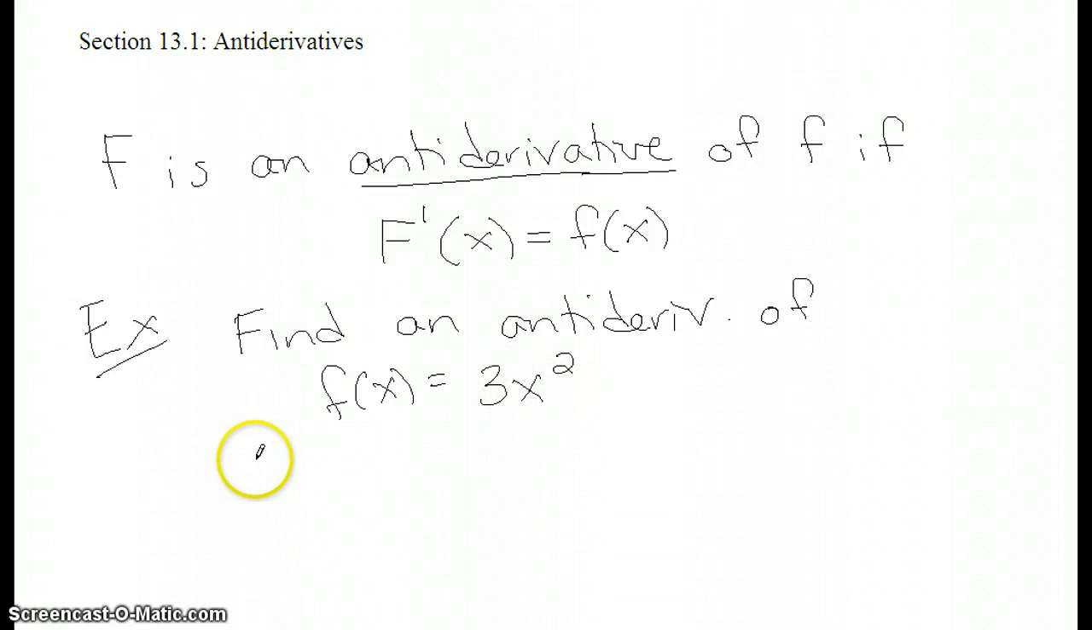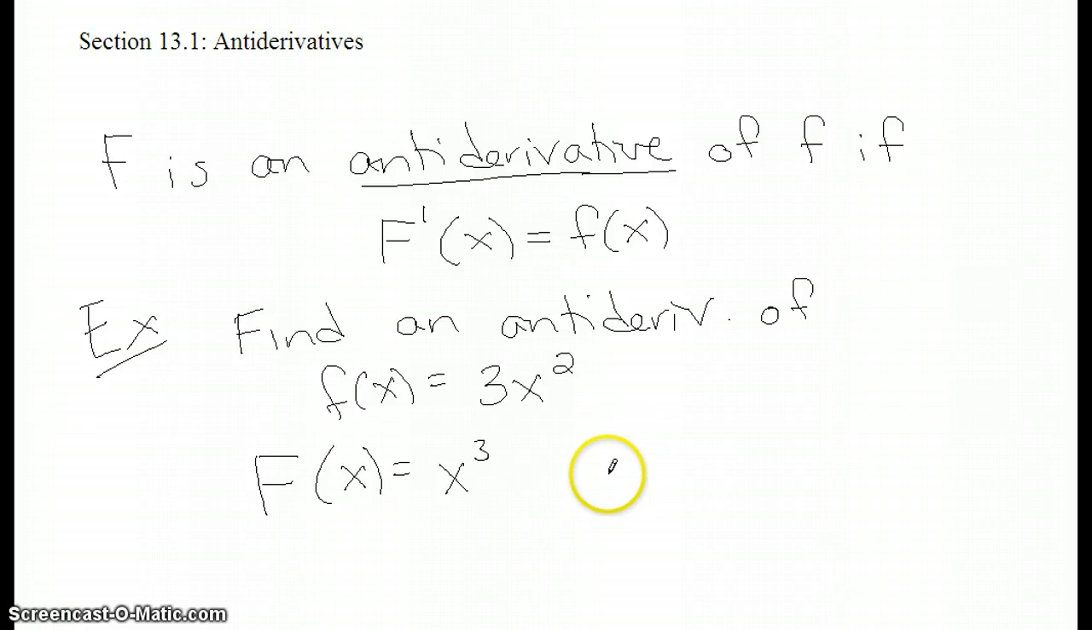You might know this one just by looking at it, or by thinking about the power rule, right? If we think about the function x to the third, and we take its derivative, we get 3x squared. So x to the third is an antiderivative of 3x squared, right? Capital F is an antiderivative of little f. So there's one possibility. Are there any others is a good question.